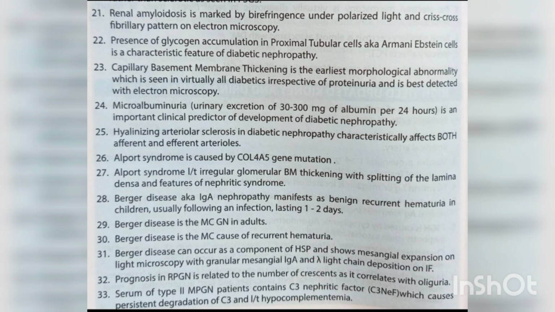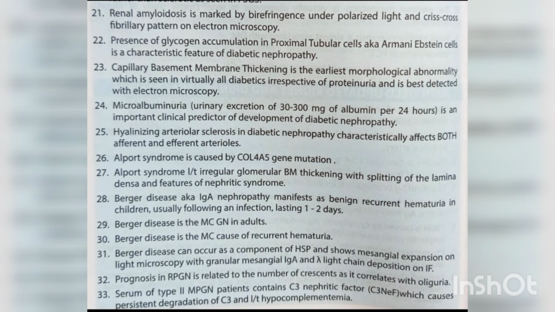Alport syndrome leads to irregular glomerular basement membrane thickening with splitting of the lamina densa and features of nephritic syndrome. Berger disease, also known as IgA nephropathy, manifests as benign recurrent hematuria in children, usually following an infection, lasting 1 to 2 days. Berger disease is the most common glomerulonephritis in adults and the most common cause of recurrent hematuria. It can occur as a component of HSP and shows mesangial expansion on light microscopy with granular mesangial IgA and lambda light chains deposition on immunofluorescence.